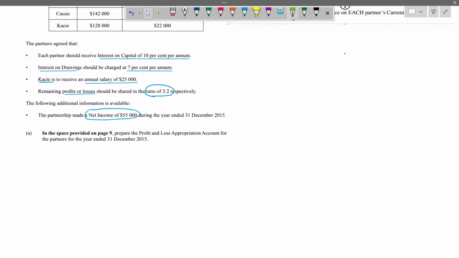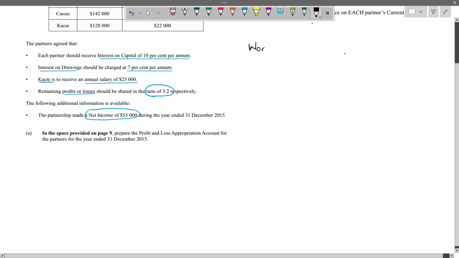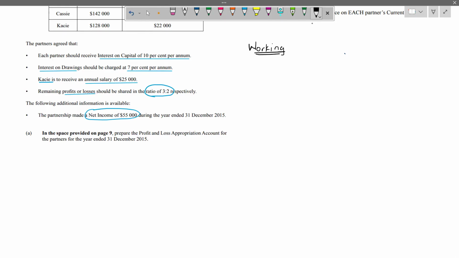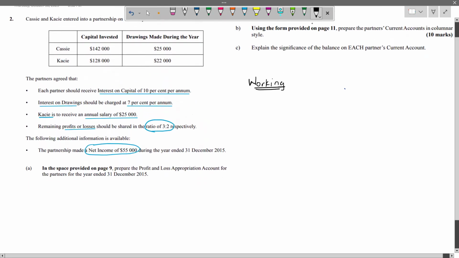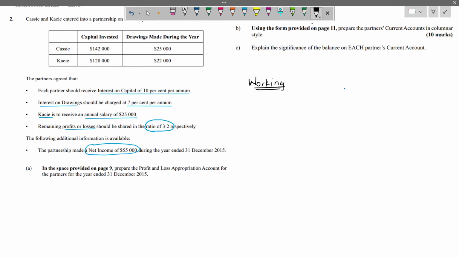I'm going to do Part A right here. Always let us begin with our working first. So it's important for us to have a good recollection of the format of our appropriation account. We need to start with our net profit, add our interest on drawings, subtract interest on capital, subtract salaries. That's going to give us our appropriated net profit. And then we go to the share of profits.